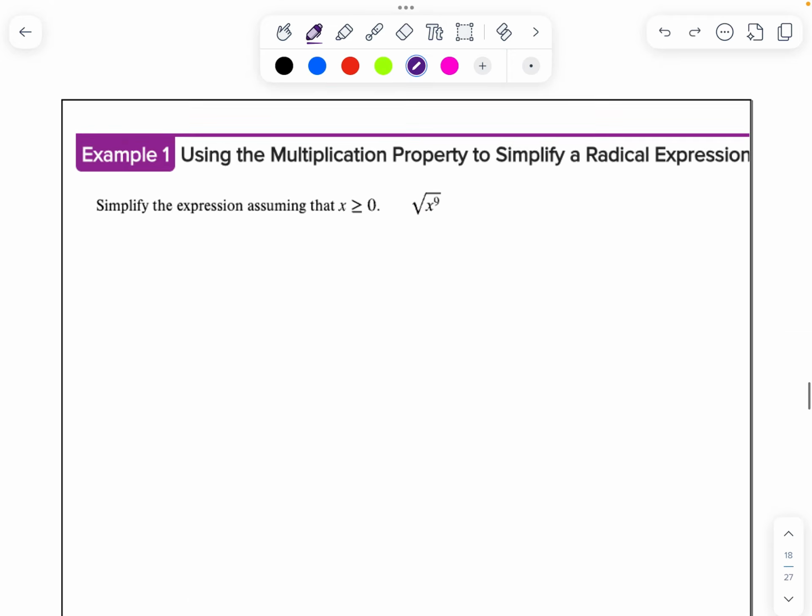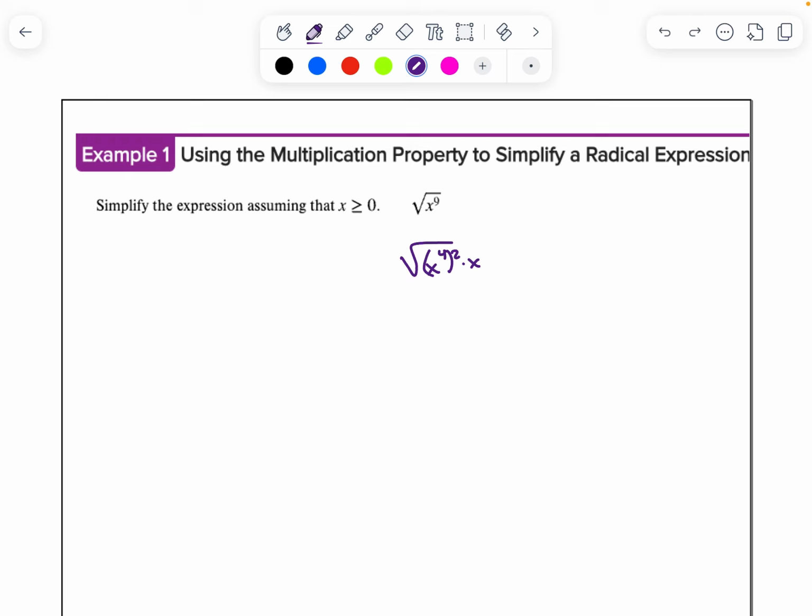For example, simplifying this expression, x to the 9th. In the last lesson, what we saw was that we could take that x to the 9th and write it as square root of x to the 4 to the 2, and that's the same thing as x to the 8th times x, which is x to the 9th.